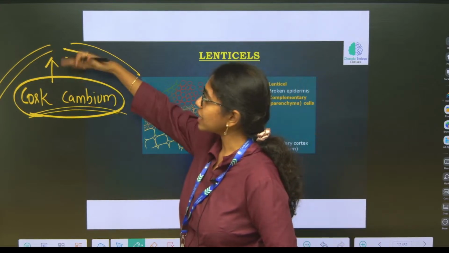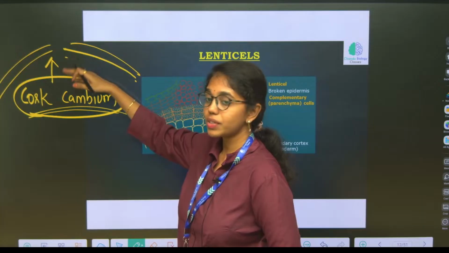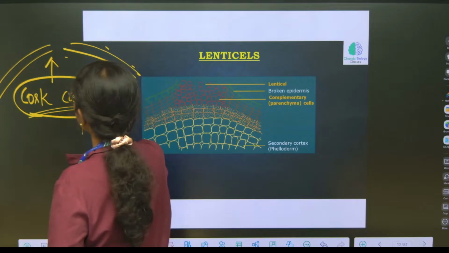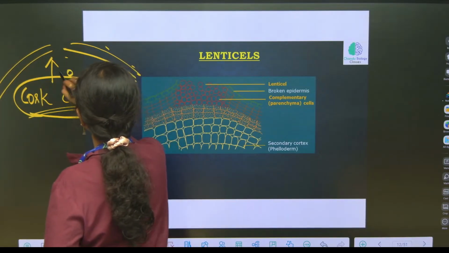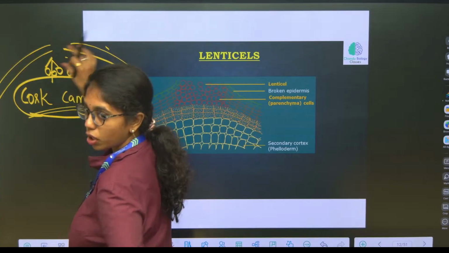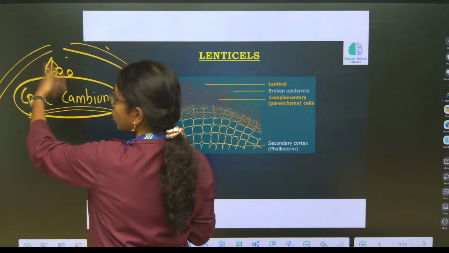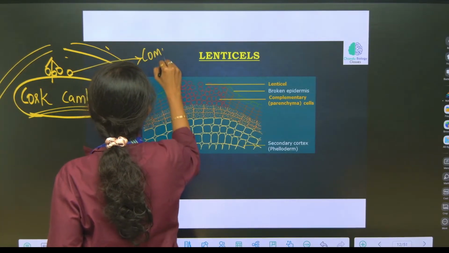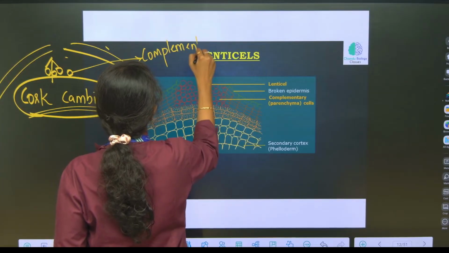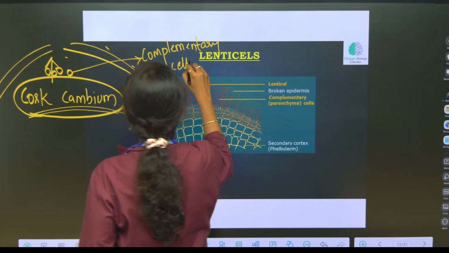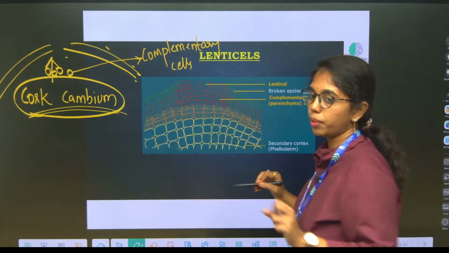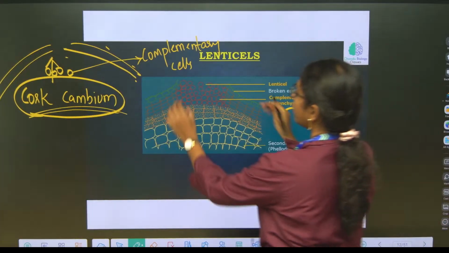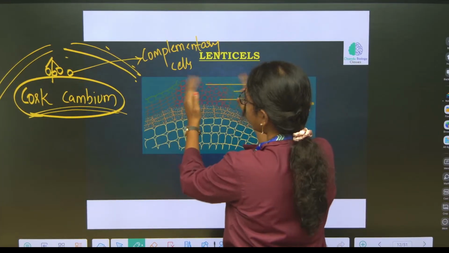After completely synthesizing cork cells, still more cells are synthesized because of the rupture of the epidermis. Those cells are called complementary cells. What are these cells? Those synthesized after the cork cells, because of the rupture of the epidermis, are called complementary cells. These complementary cells will not have any suberin depositions. These complementary cells are parenchymatous cells, because they will break the epidermis. Epidermis wall layers will be broken.